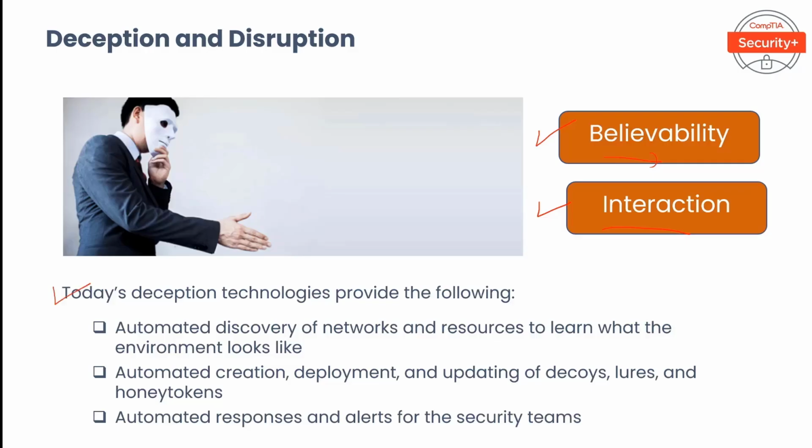Now, today's deception technologies can provide the following. It can provide automated discovery of networks and resources to learn what the environment looks like. It provides automated creation, deployment, and updating of decoys, lures, and honey tokens. And it can provide automated responses and alerts for the security teams.